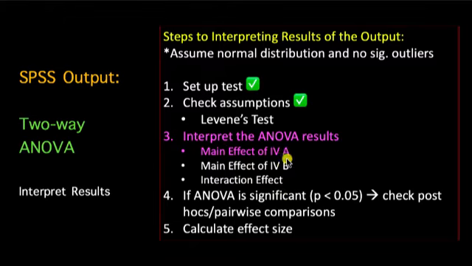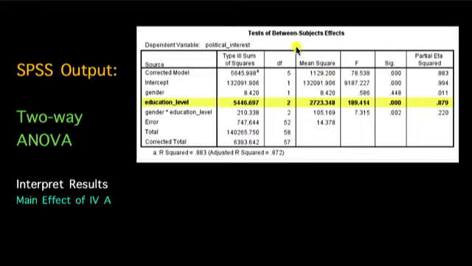So we'll focus on the main effect of our independent variable A, which in this case was our education level, first. This will be in the tests of between-subjects effects table, and you'll see gender, education level, and then the interaction between the 2 variables. All of the p-values for our main effects are going to be in the same tests of between-subjects effects table. For this, we can see the p-value for education level is in this highlighted row under the Sig. column.